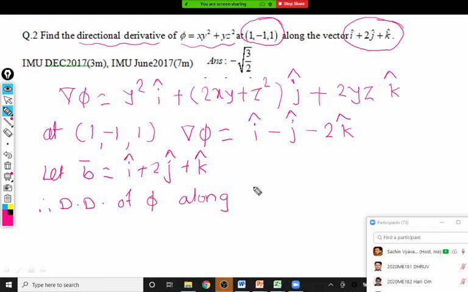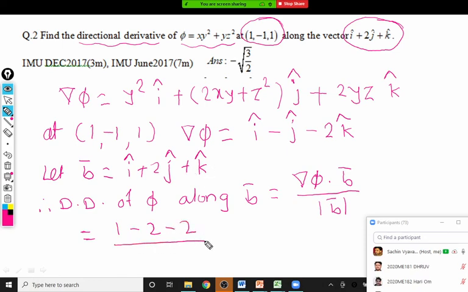The directional derivative of phi along the vector b bar is equal to del phi. We just take a projection. It is just a projection of del phi along that b bar. Now take a dot product. How to take a dot product? a1 b1 plus a2 b2 plus a3 b3. So 1 into 1 is 1, 2 into minus 1 is minus 2, and 1 into minus 2, divided by the magnitude of b bar, which is root over the sum of squares. Any problem? The answer is coming minus 3 upon root 6. Yes, minus 3 upon root 6, and that is the answer.